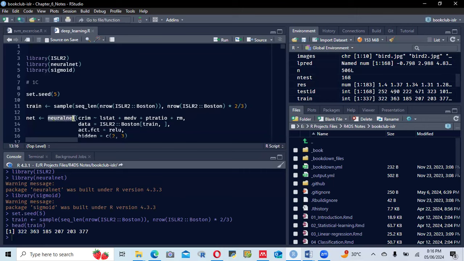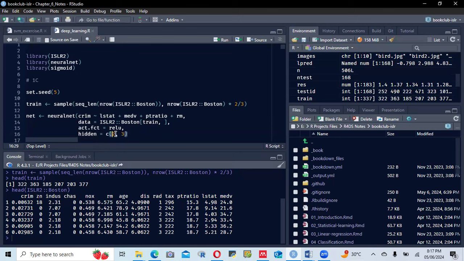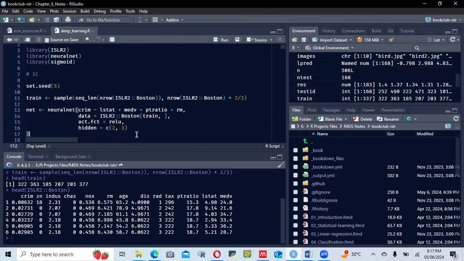So we now fit the neural network model, where we want to make predictions for the crime rates, using these other variables as our predictors. Here for the data, we specify that we want to use the training data set in fitting our model. Then the activation function, in which we are using the rectified linear units. Then we specify the hidden units: the first layer should have 2 hidden units, and the second should have 3. Then I fit the model.